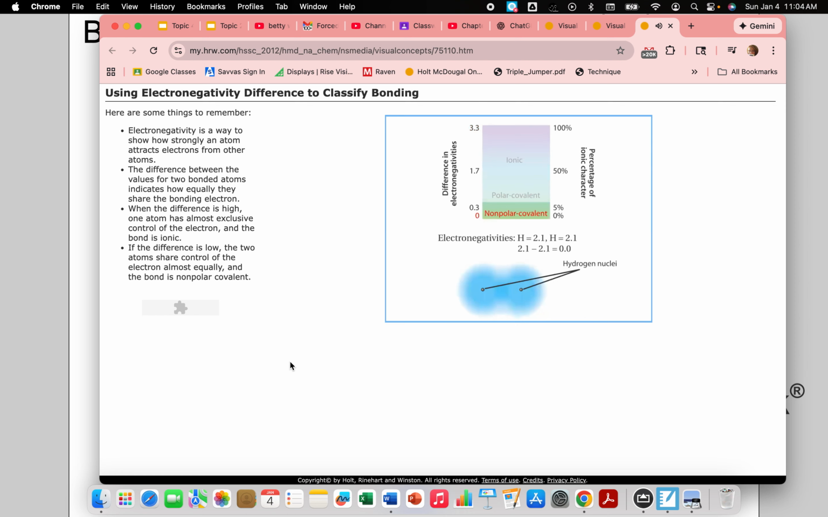The electronegativity difference between hydrogen and hydrogen is 0. Because this is less than 0.3, the bond is non-polar covalent, and the 2 atoms share the electron equally.